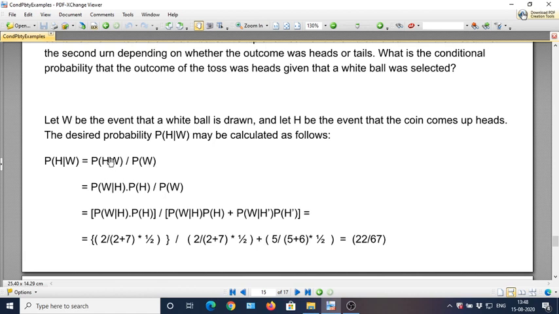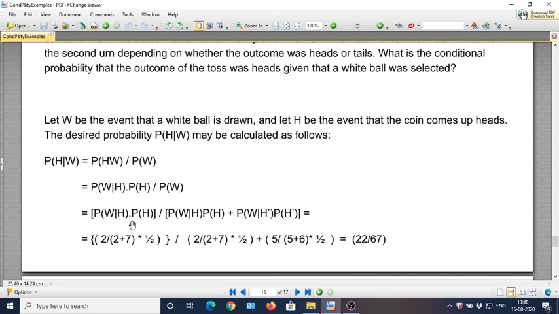This again can be written as P of W given H into P of H divided by P of W. So again we can write P of W as the sum of two such terms: one is P of W given H into P of H, plus P of W given H complement, or tail, into P of H complement. Then we can plug in all of them.